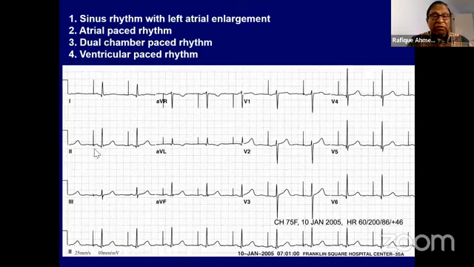Now, the third will be dual chamber pace rhythm. There is an atrial pacing spike that I can see, but I don't see any ventricular pacing spike. So maybe this is a dual chamber pacemaker, but with this ECG, my diagnosis will be atrial pace rhythm. The other thing, when you put that diagnosis, also look at the QRS complex, because the QRS complex is conducted and looks like a normal QRS. You have to mention that in your report.